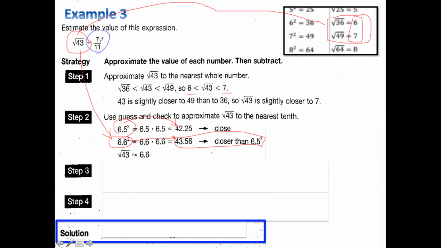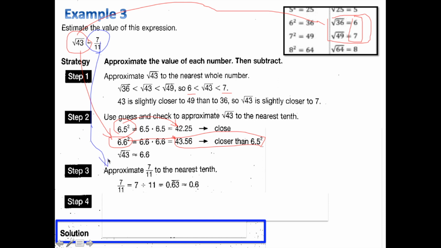7 over 11. How can I make that a decimal? Remember, you will have to just divide it. When you divide 7 by 11, you will get a non-terminating decimal, which is 0.63 repeating. So it says, let's just round it to the nearest tenths. So we have this value. Again, the value we're going to use will be 0.6. Now we have the first value, 6.6, we have the second value, 0.6.